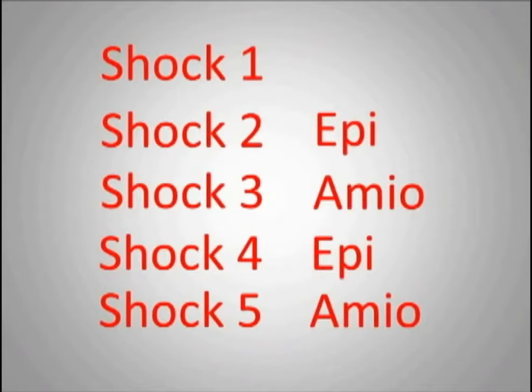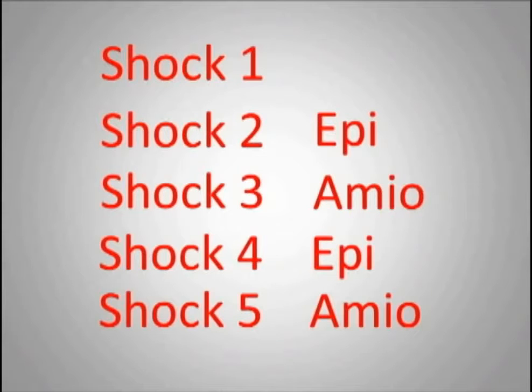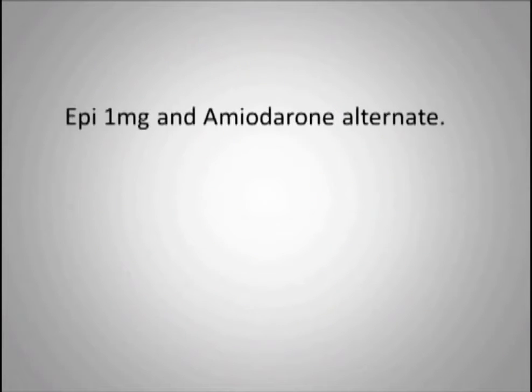After the first shock, no drug. After shock 2, epi. After shock 3, amio. Then epi, then amio. By following this sequence, we know that epi doses are 4 minutes apart, and we know that amio doses are 4 minutes apart. So epinephrine, 1 milligram, and amiodarone alternate.